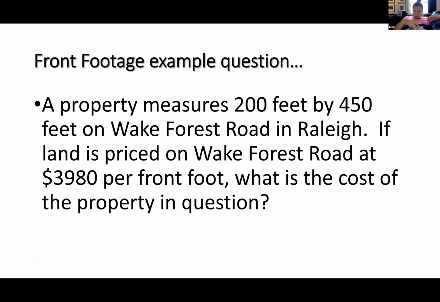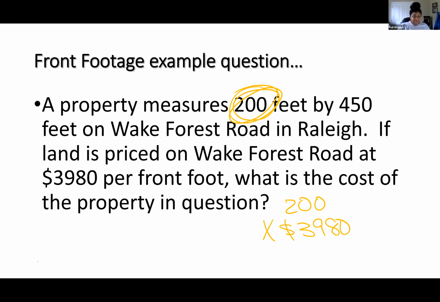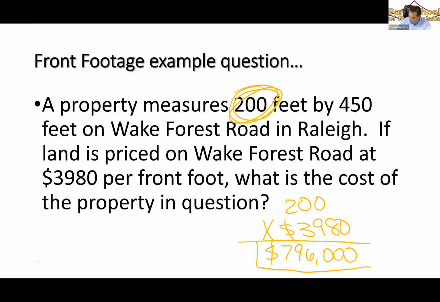Is it 796,000? I haven't done it yet, but I can tell you what number I care about. It's probably wrong. That front number. Which number do I care about here? The front number. Front, 200. And here's what I know. I have 200 front feet, and each one costs what? $3,980. $3,980, 796 grand for that piece of property.